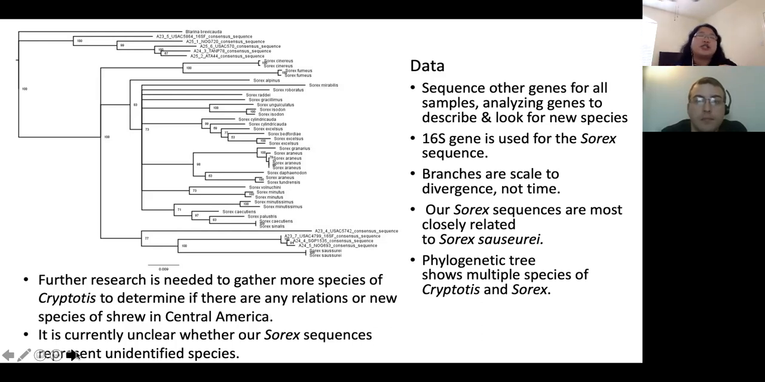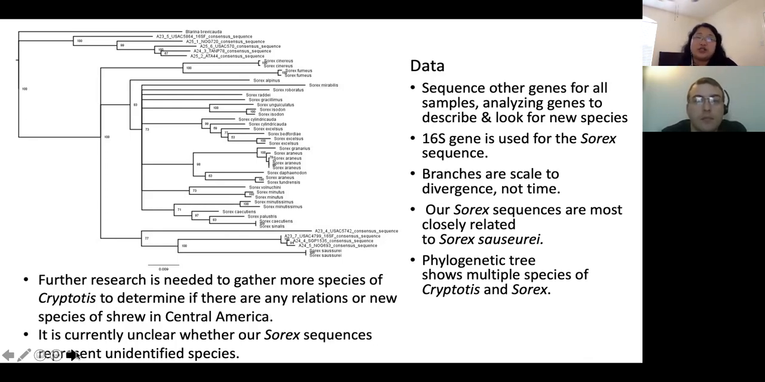We need more species of Cryptotis to see if there are any relations or new species of shrew from the sequences. From what we know so far, based on the progression of this research, it is unclear at the moment whether our Sorex sequences represent an unidentified species. And I just want to thank Dr. Baer for providing guidance for making this research project possible.